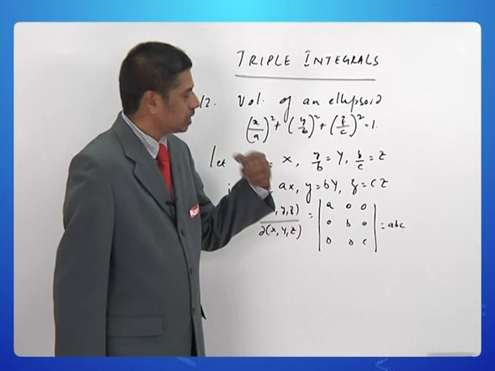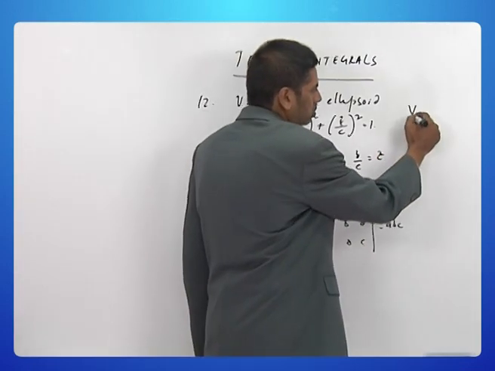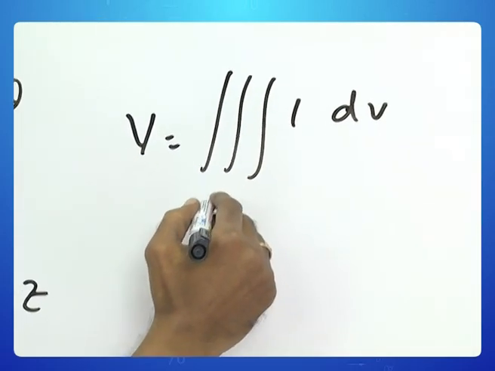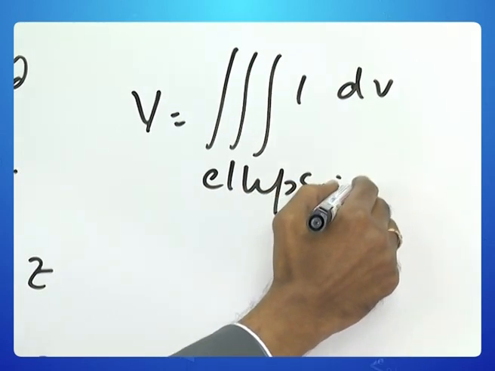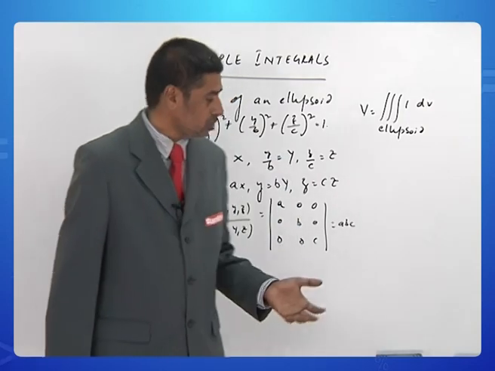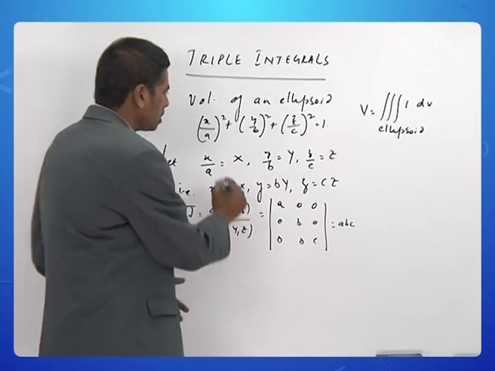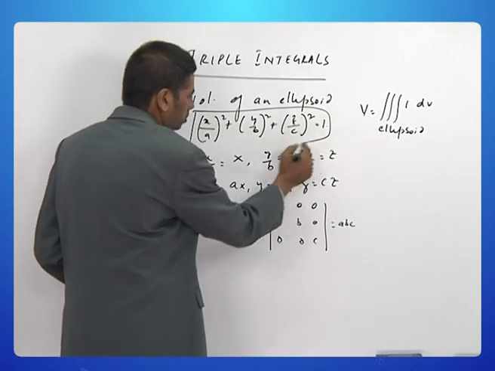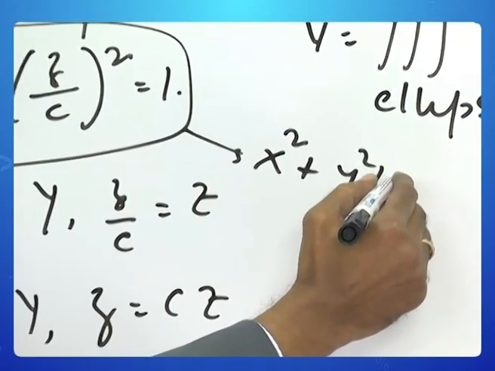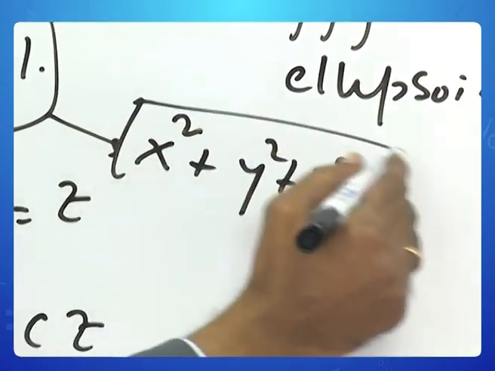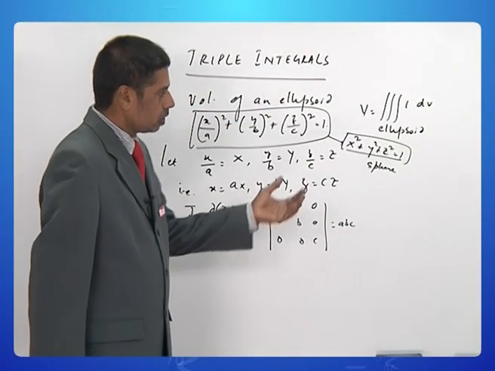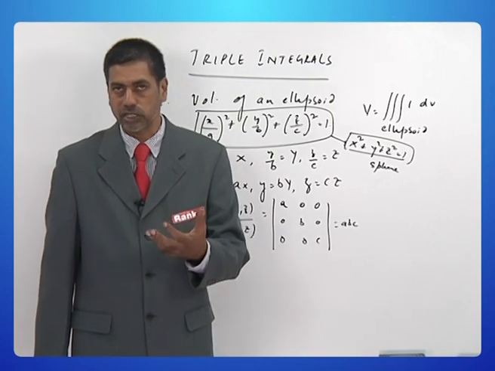So therefore let us write the volume formula. Triple integral 1 dV over the ellipsoid. This is the actual formula for the original ellipsoid. Now because we have introduced transformations, this equation becomes capital X squared plus capital Y squared plus capital Z squared is equal to 1, which is a sphere. So in a new reference frame, the ellipsoid can be visualized as a sphere.